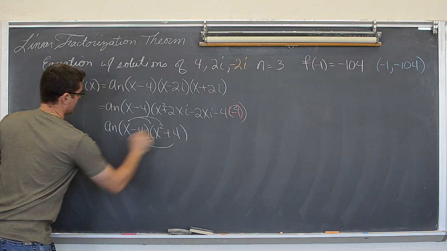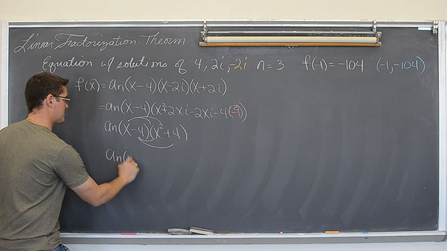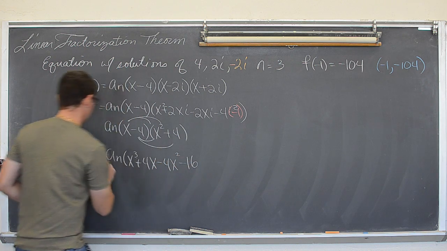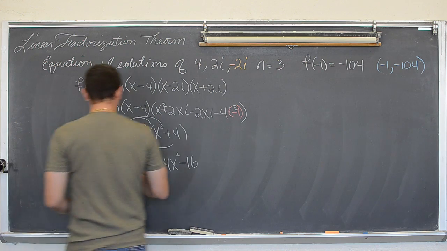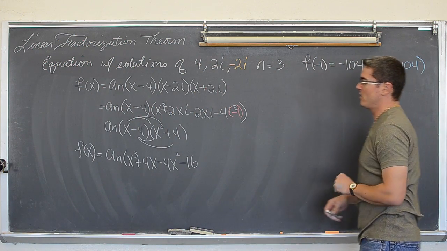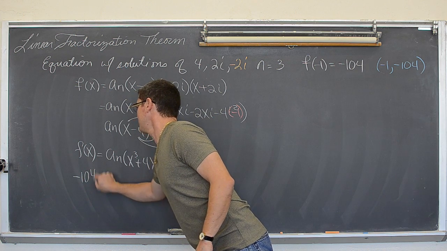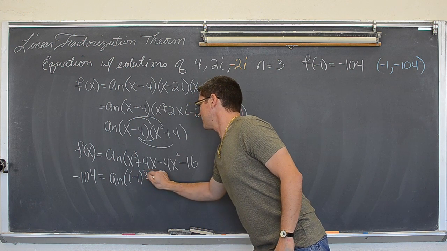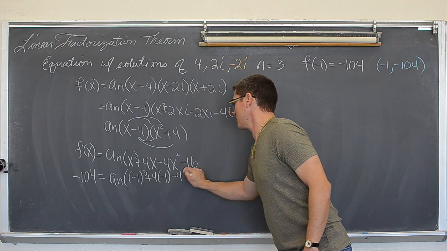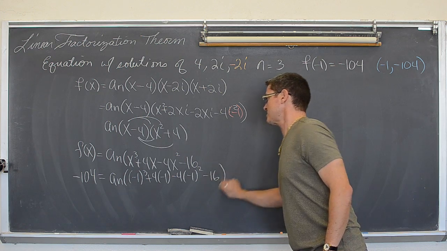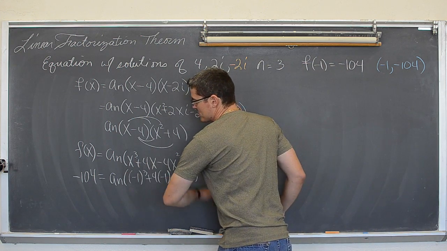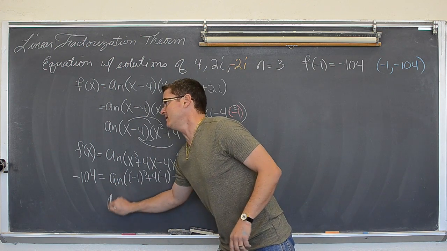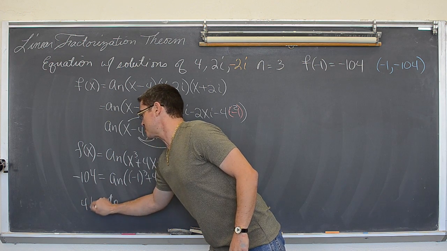Distribute this together, and we get a sub n times x cubed plus 4x minus 4x squared minus 16 equals f of x. And we're almost done, and all you have to do now is plug in this point. The y value is negative 104 equals a sub n times negative 1 cubed plus 4 times negative 1 minus 4 times negative 1 squared minus 16. And when you solve out this arithmetic and divide both sides to get a sub n, you are going to find out that a sub n is equal to 4.16.